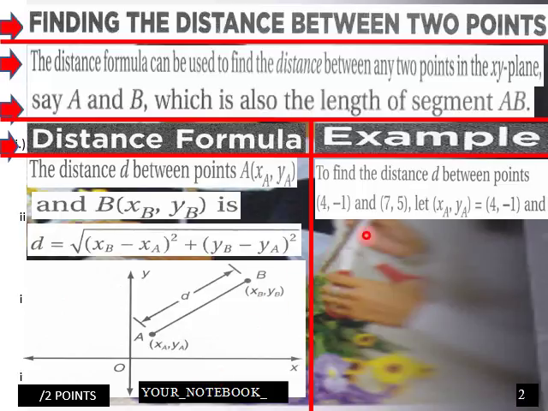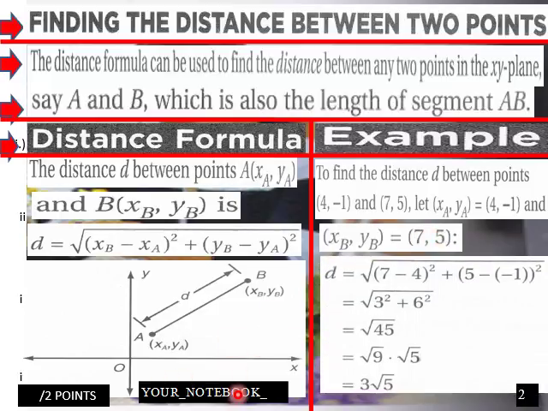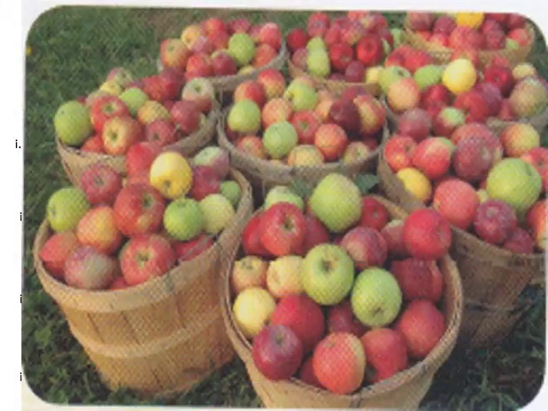Find the distance d between points (4, -1) and (7, 5). We let A be (4, -1) and B equal (7, 5). We plug that into our formula, and we get this: the distance between these 2 points is 3 times the square root of 5.